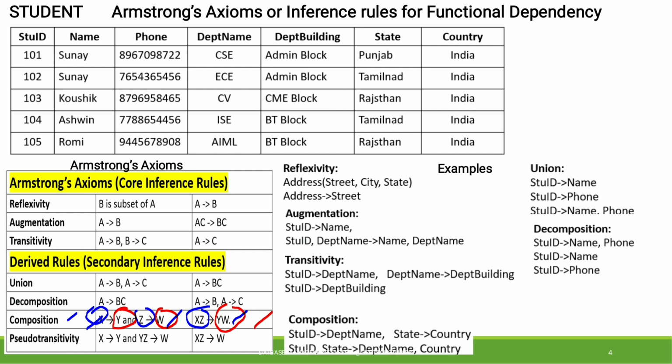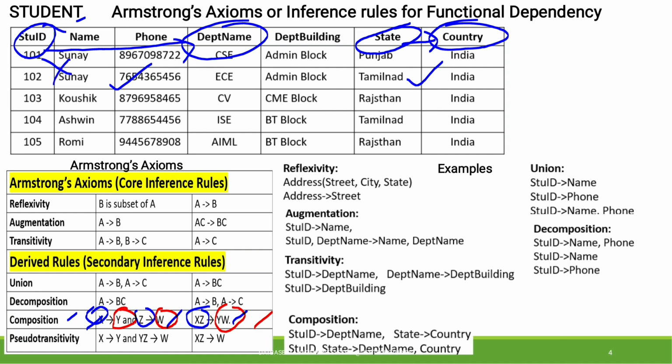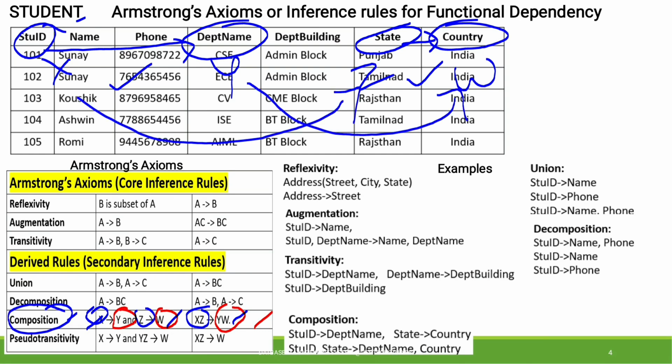Now here in the student table, student ID determines department name value. State attribute value determines country attribute value. So if this is FD1, this is FD2. Student ID is X, department name is Y. State attribute is Z, then country attribute is W. Then XZ determines YW according to composition rule. So that is what is shown in composition rule as applied to student table here.